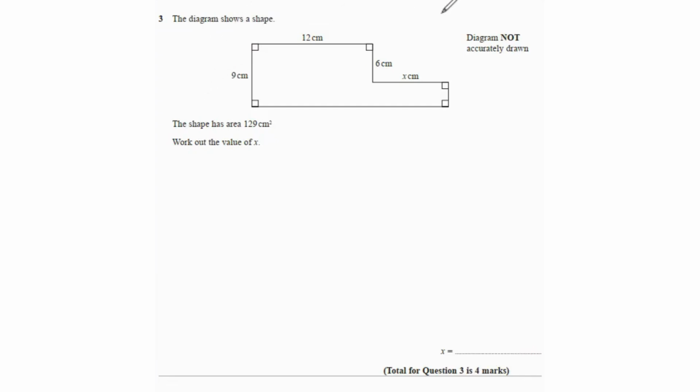It says the diagram shows a shape. The shape has area 129 centimeters squared. Work out the value of x. So as you can see, we have a compound shape over here. And whenever we have a compound shape, what we can do is split the compound shape into two different shapes. So if I split it over here, we can see that this shape has an area of 12 times 9. And this shape will be x over here.